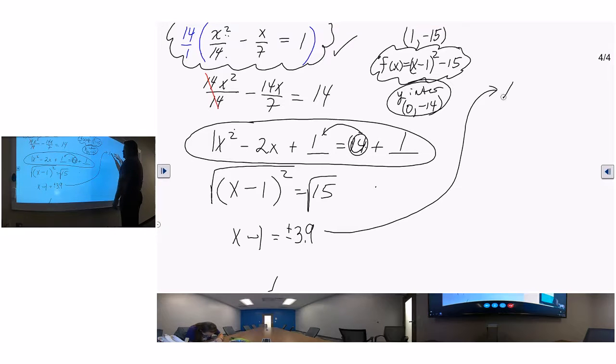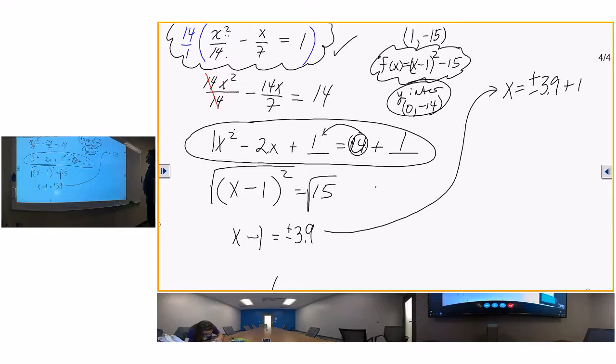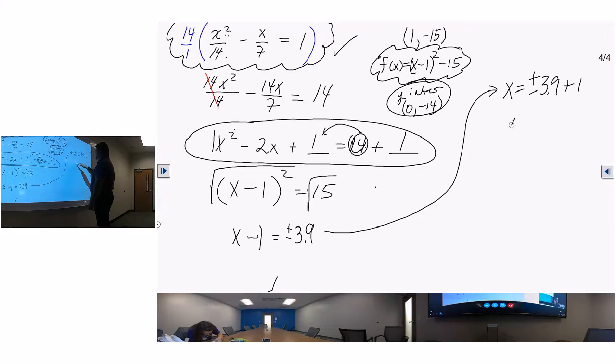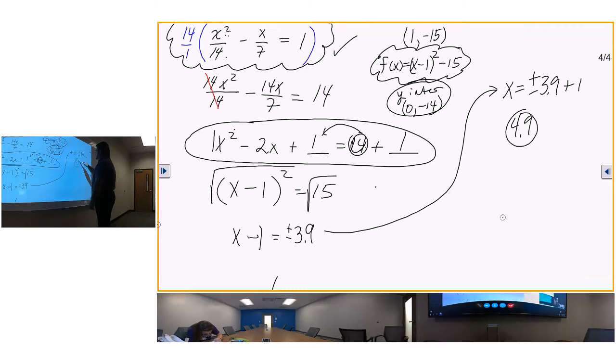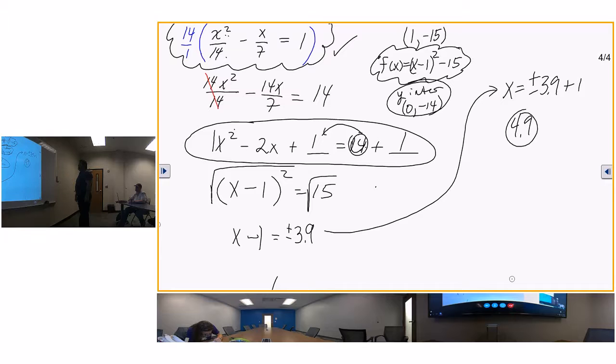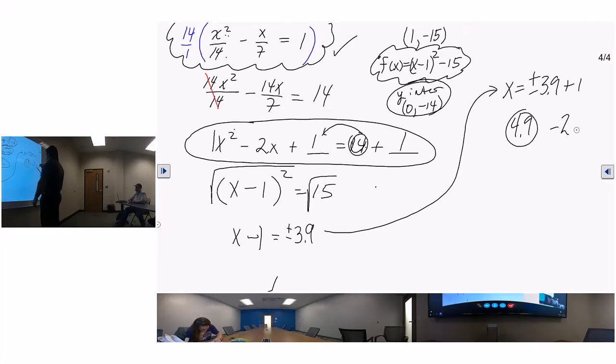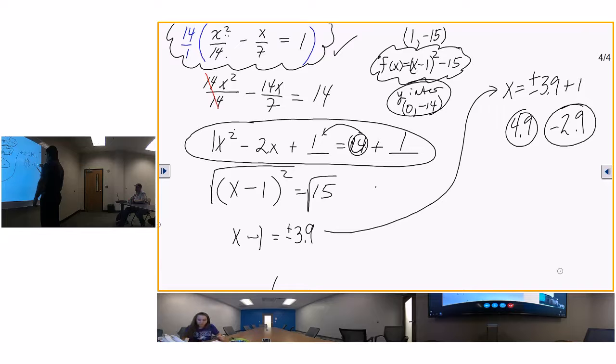So x is equal to positive or negative 3.9 plus 1. What's $3.90 plus $1? $4.90. And if you owe $3.90 and you give that person $1, how much do you still owe them? $2.90. Good job. And now draw it up.